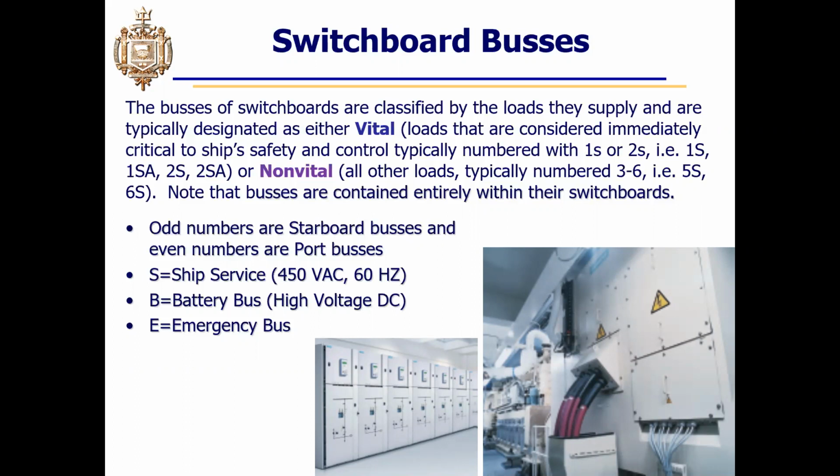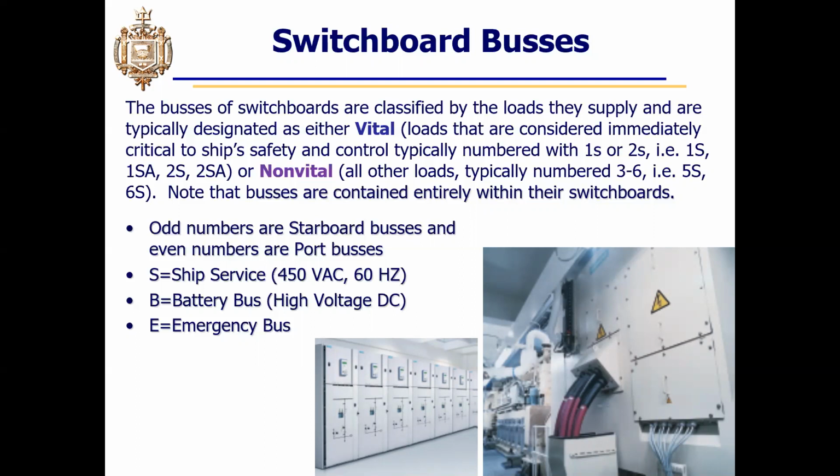The other thing to take away from this is that odd numbered switchboards are for starboard ship service components, for power loads on the starboard side of the ship, and even numbered switchboards are for even numbered loads, for port loads, and are considered port buses. So you have starboard buses and port buses. Even numbers are for port, odd numbers are for starboard.